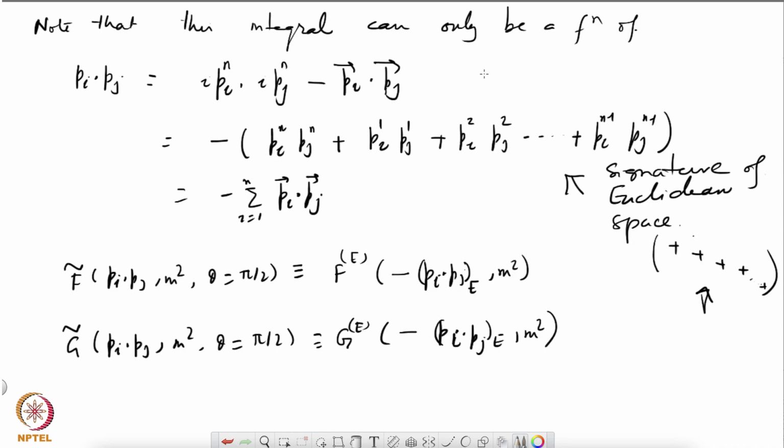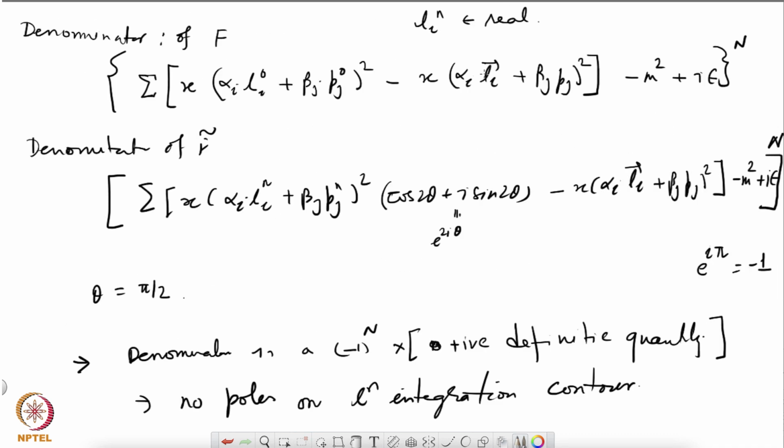And from where do I get those imaginary parts? So these are all real objects. Okay, m square is real. There is one part coming from i epsilon and another coming from this i sine 2 theta term. Okay, that is what gives you the imaginary part.